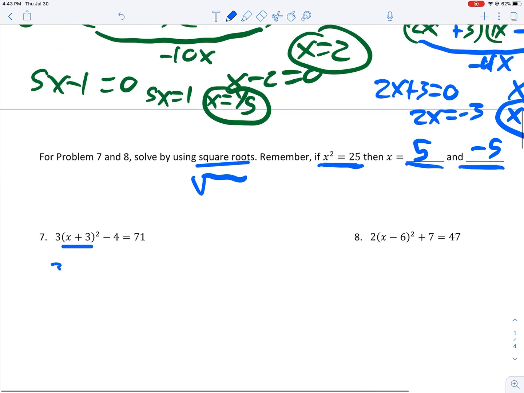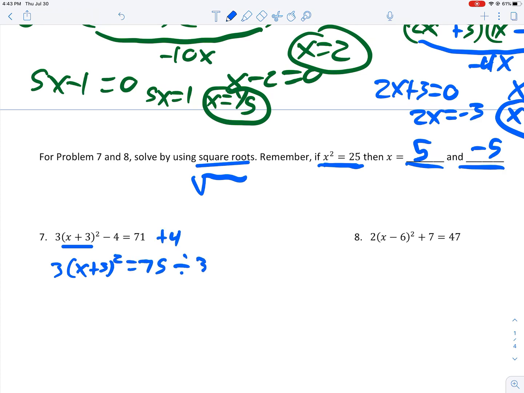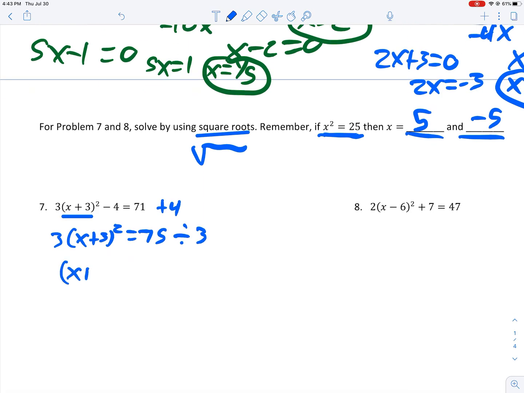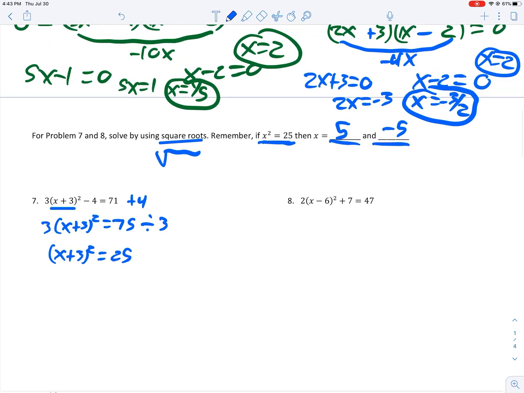So in order to do that, I got to get this guy by itself. So I'm going to add 4 to both sides. Then I'm going to divide by 3. Okay. So now, if I could somehow get rid of that square, life would be good, because I just had to subtract 3 after that. Well, in order to get rid of the square, we're going to use the inverse operation, which is going to be the square root.